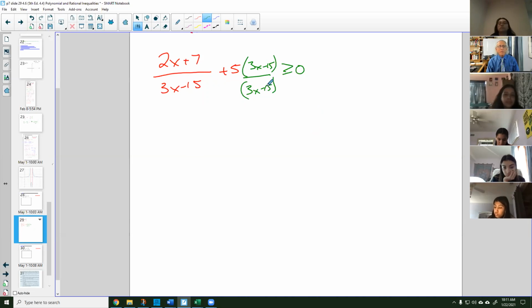So why is it that I'm allowed to do this? Why am I allowed to multiply 5 by 3x minus 15 over 3x minus 15? Because all integers are like under 1. It's like 5 over 1. So that's why you can do that. Well, but why am I allowed to multiply it by this right here? Because you need a common denominator. Well, that's true, but if I needed a common denominator, couldn't I just multiply it by like 8 over 3x minus 15? Could I do that?